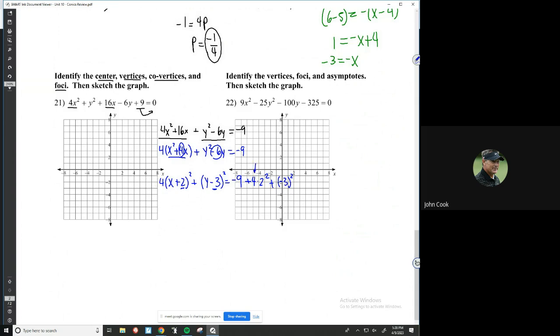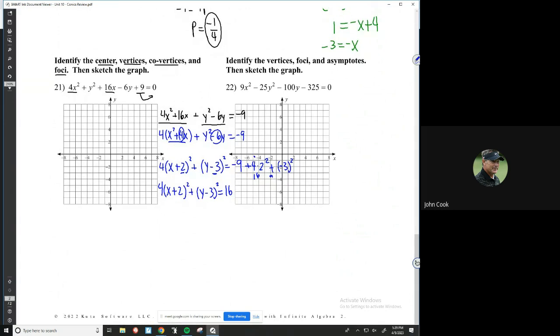All right. So with that being said, let's see what the ellipse looks like so far. So we got 4, and then x plus 2 squared plus y minus 3 squared equals, and then let's see what we've got. 2 squared is 4. 4 times 4 is 16. Negative 3 squared is 9. So 9 minus 9 and then plus 16 gives us 16.